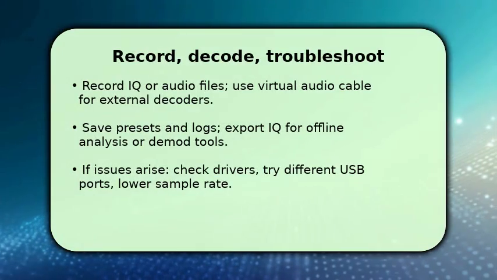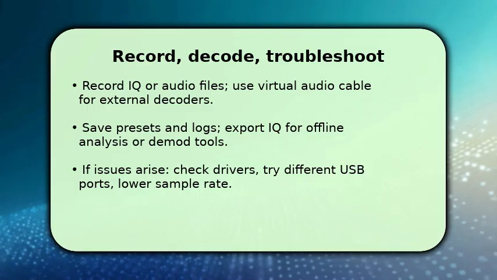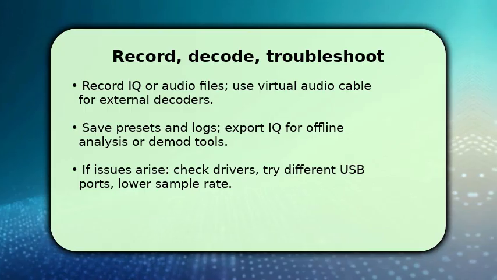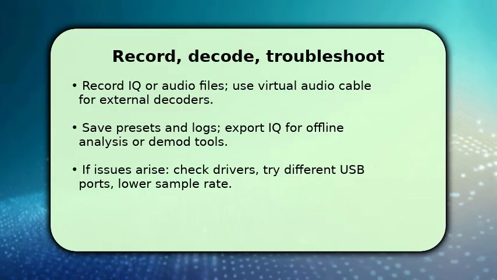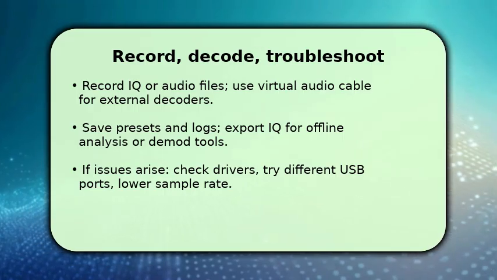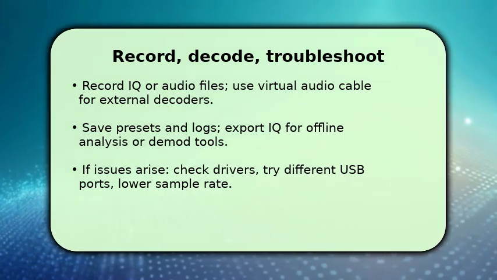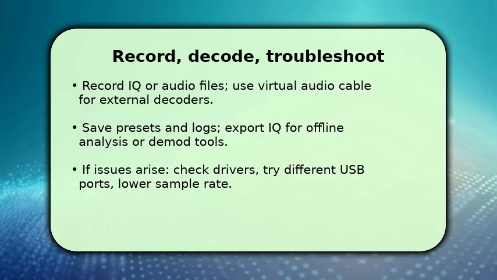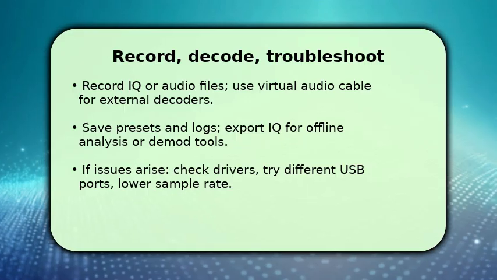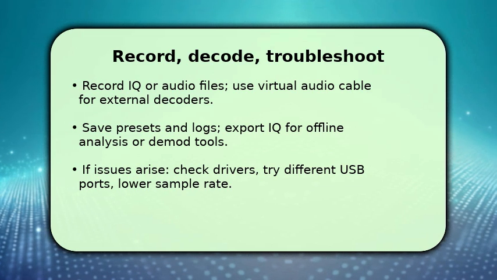Record IQ streams or raw audio so you can replay and run decoders like DSD or FLDigi later. Once done, save presets for frequently used frequencies. If decoding fails, make sure your virtual audio cable routing is correct and your sample rate matches the decoder's expectations. Troubleshoot by swapping USB ports, reinstalling drivers, grounding or repositioning the antenna, or lowering sample rate. These fixes resolve most noise and device recognition problems quickly.